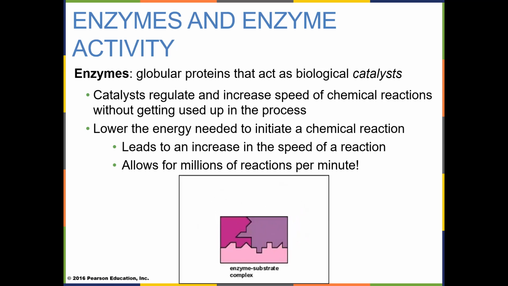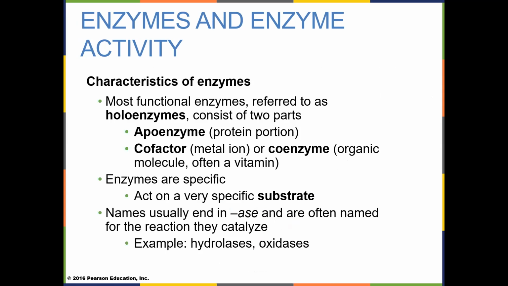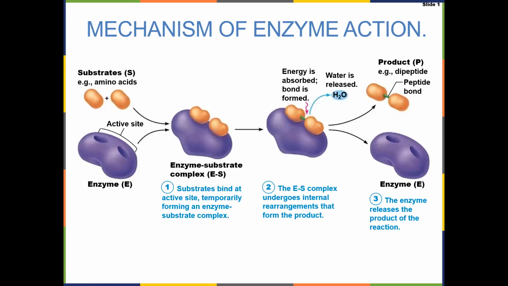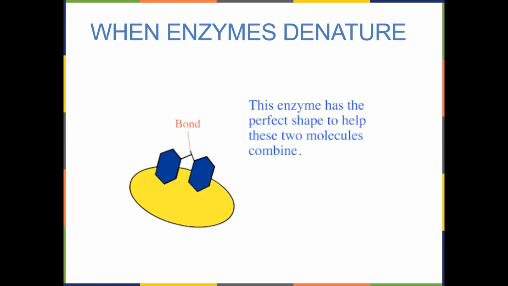So since we can't affect size, temperature, or concentration, we can use enzymes to make reactions work. But if our pH changes, we can't do this. If our pH changes, things like this can happen. The enzyme can become denatured. See, this is what happens with a regular enzyme.